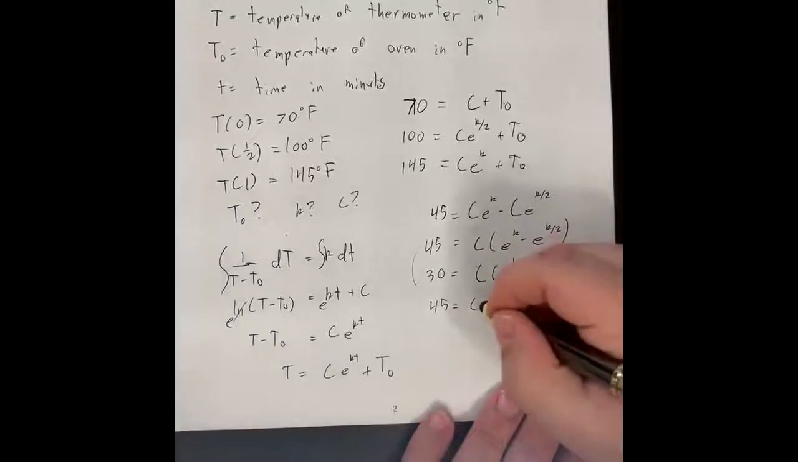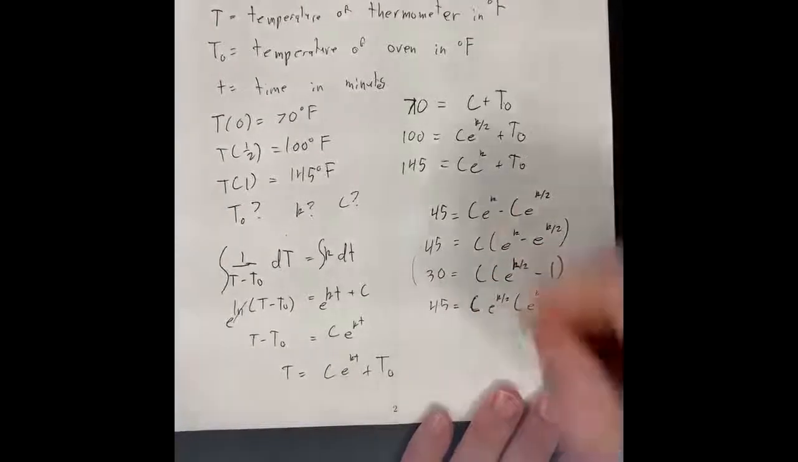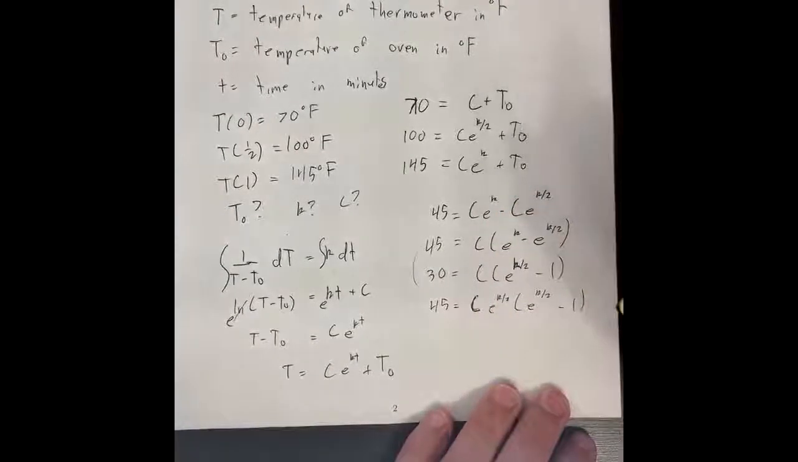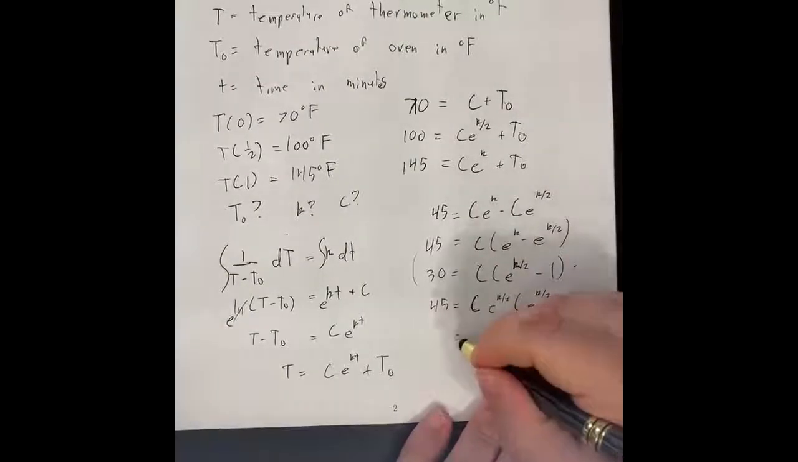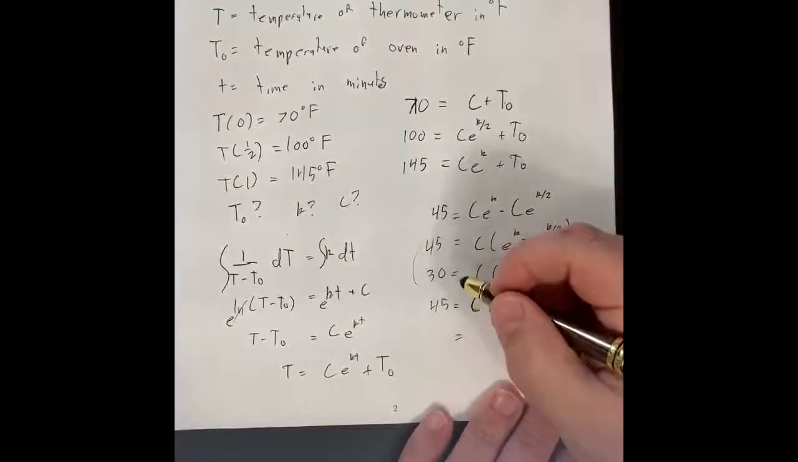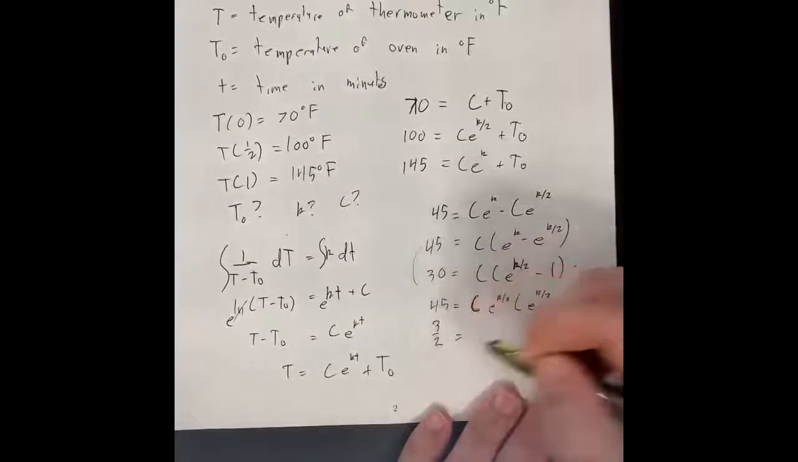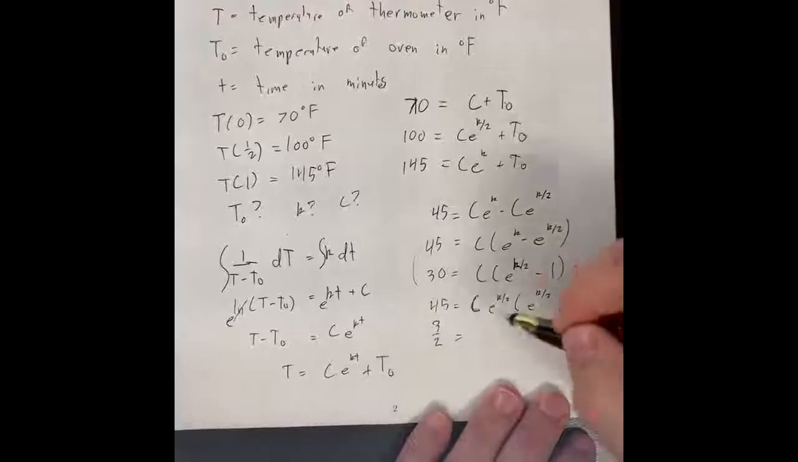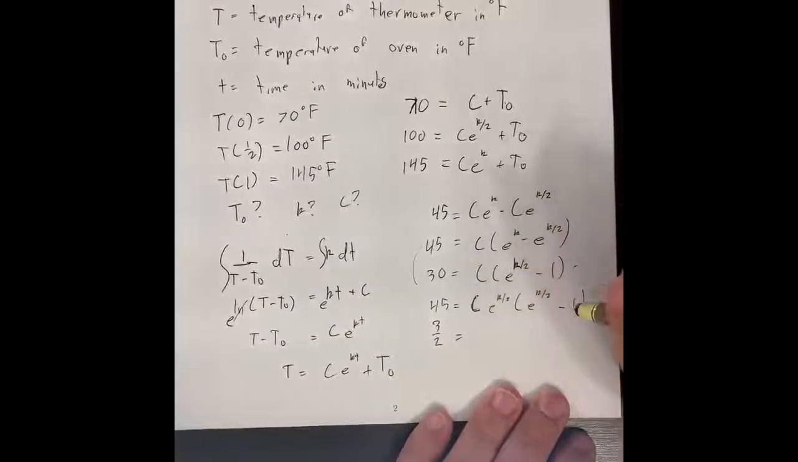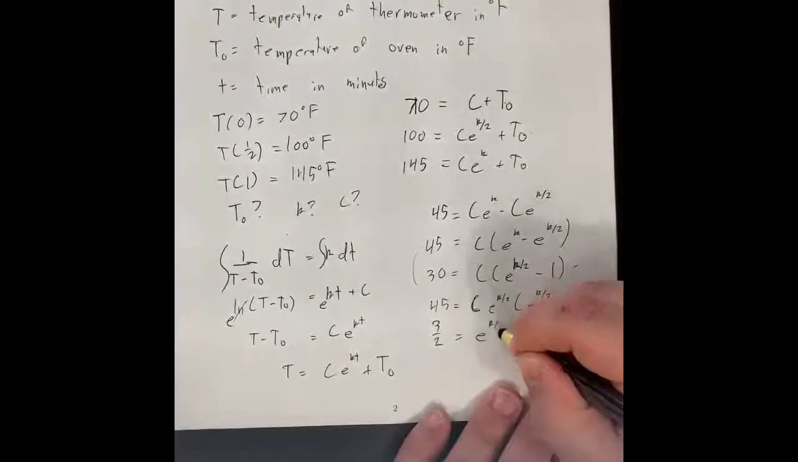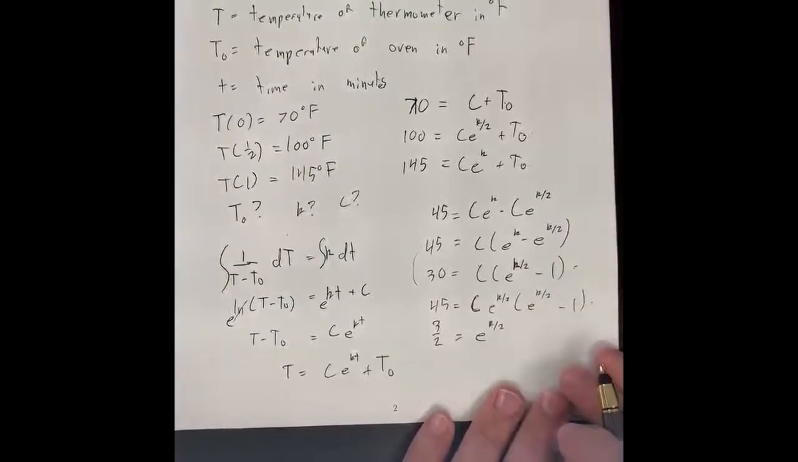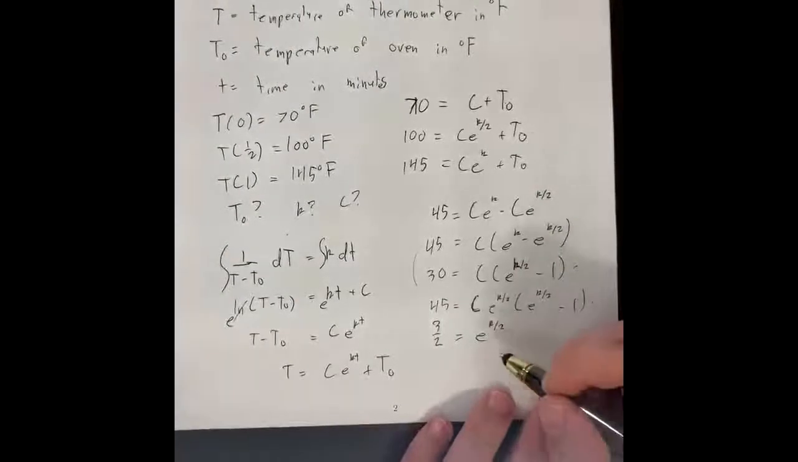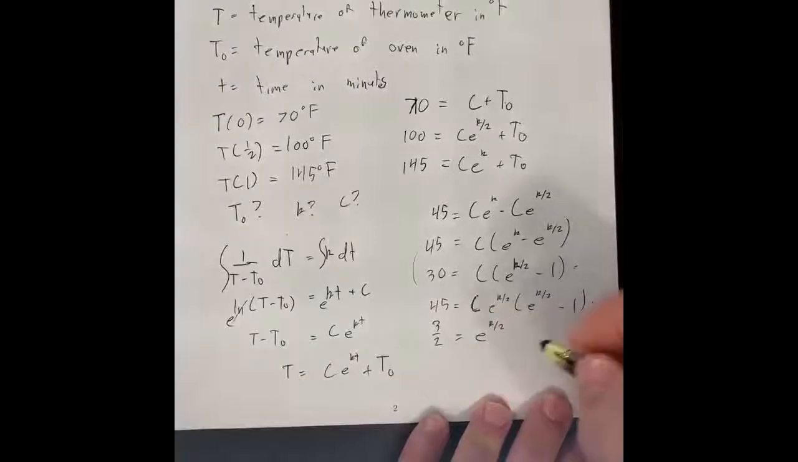And here's where I can do my dividing now. If I take this equation divided by this equation, 45 divided by 30 is going to be 3 halves. The c divided by the c will cancel, and this e to the k over 2 minus 1 will cancel with this e to the k over 2 minus 1. So I just got left with e to the k over 2. That's what we want here.